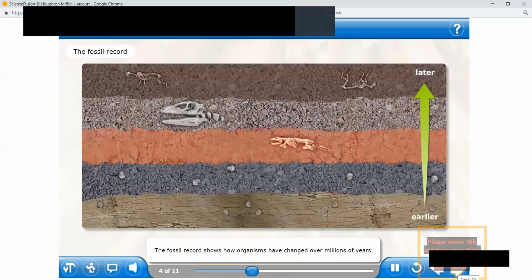The fossil record shows how organisms have changed over millions of years. Fossils form in sediments that are laid down in layers.